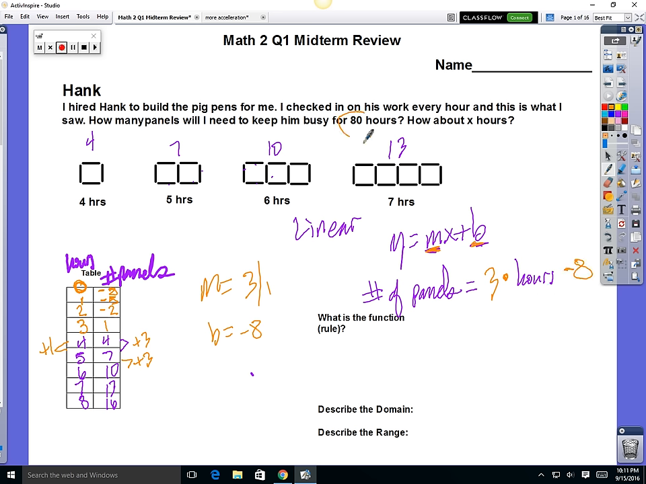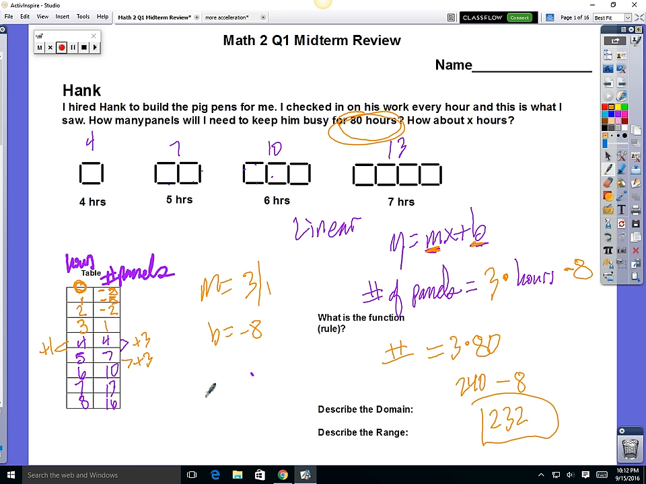So if you're wondering how many panels you're going to need for 80 hours, the number of panels equals 3 times 80, because every hour it goes up by 3, and that's 240. And then you have to figure out what you started with, and you actually started in the hole. You started with a negative 8, which is kind of not realistic in this case, but 240 minus 8 is 232. So for 80 hours, you're going to need 232 panels to keep him busy.